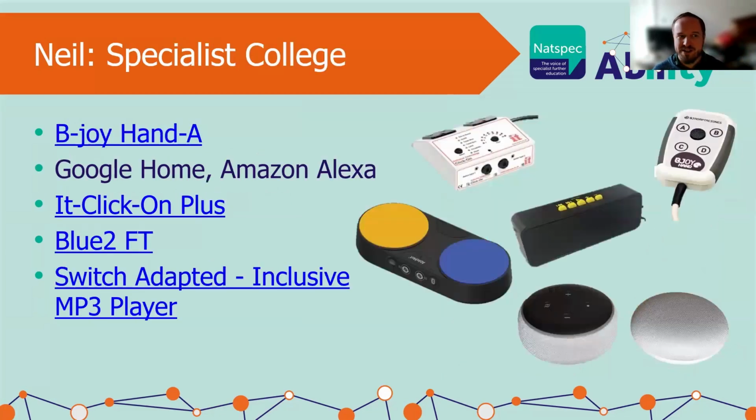With a specialist college, I need to thank the champions because they've recommended to me the BJoy Hand A. I don't think they named it the best, but it's a great device. It's the one at the top right there. So it's a small plastic box with a small joystick controller, just a thumb controller with 4 programmable buttons around it.